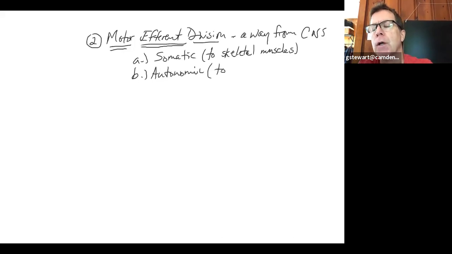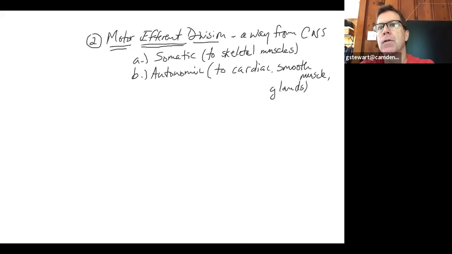This is to involuntary muscle, aka cardiac, and smooth muscle, and also glands. This one is voluntary. This one is involuntary action that we don't have conscious control over. So there's kind of an anatomical and functional breakdown of how this nervous system works.